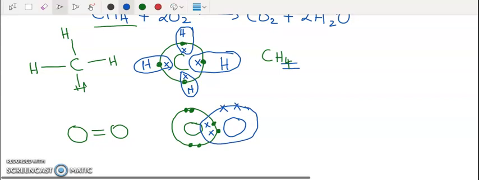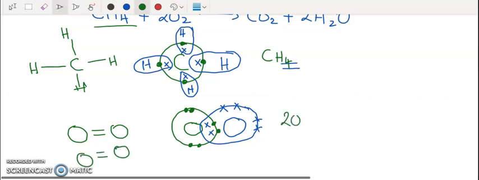2 crosses here, 2 crosses here. So altogether, including these green dots, we've got 1, 2, 3, 4, 5, 6, 7, 8, which completes this oxygen's outermost shell. And here we have 1, 2, 3, 4, 5, 6, including these crosses, we have 8 electrons in the outermost shell. So because there are 2 electrons shared, it becomes a double bond. And since we have 2 oxygens, we are going to have 2 double bonds.